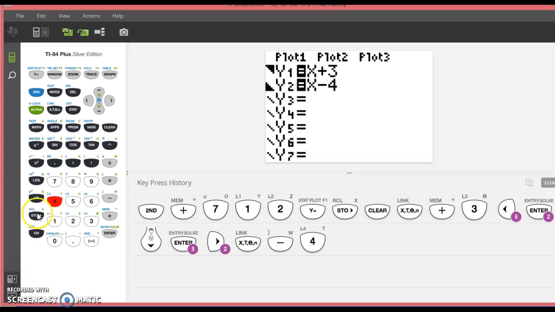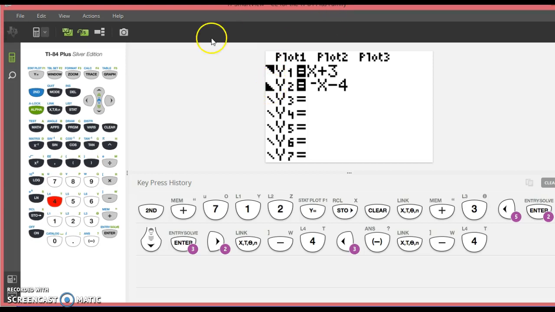Go back and change your second equation, put a negative in front of the x. So, negative x minus 4. My shading is still going to be the same. I want greater than on my first and less than on my second. Then I'm going to hit graph.